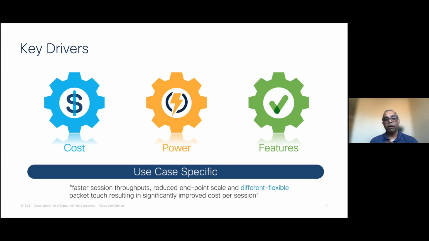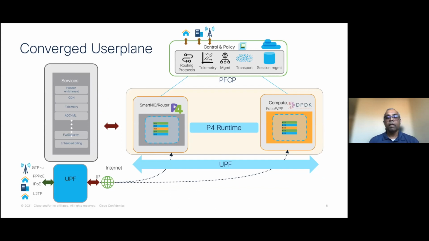So putting it together, what we want is faster session throughputs, reduced endpoint scale, and differently enabled packet manipulation capabilities that results in improved cost for us, right? If we double click on this further, an architecture model can be conceived something like this. If we dig a little deeper here, the control plane policy is a unified engine that needs to primarily do session anchoring across all of these domains, together with transport and tethering capabilities and telemetry. It needs to be either on-prem or on the cloud.